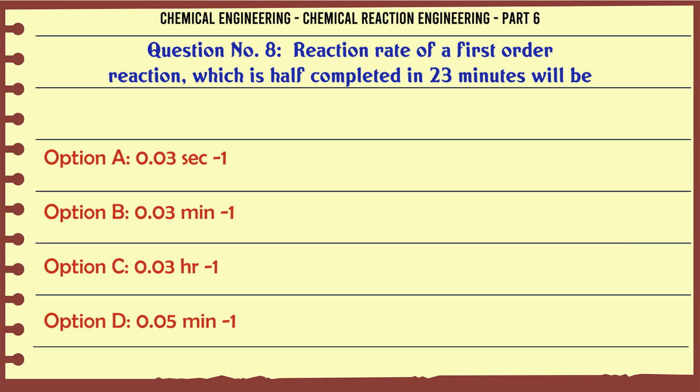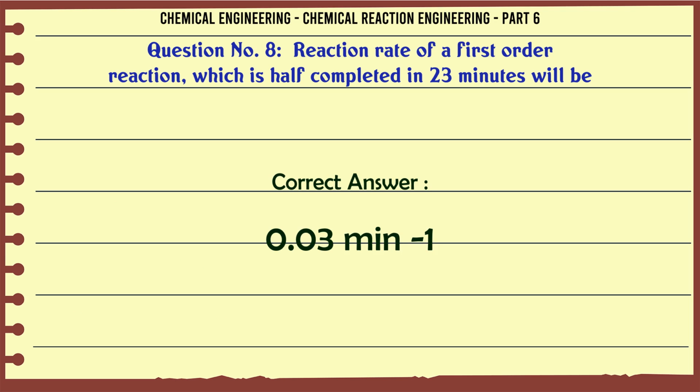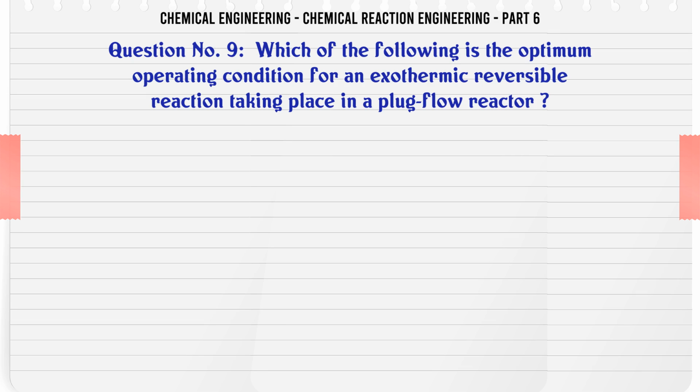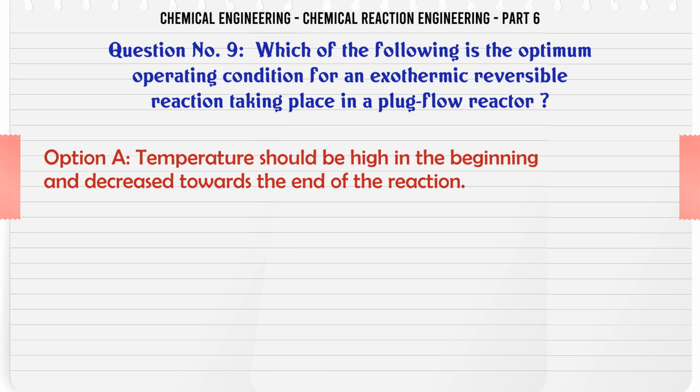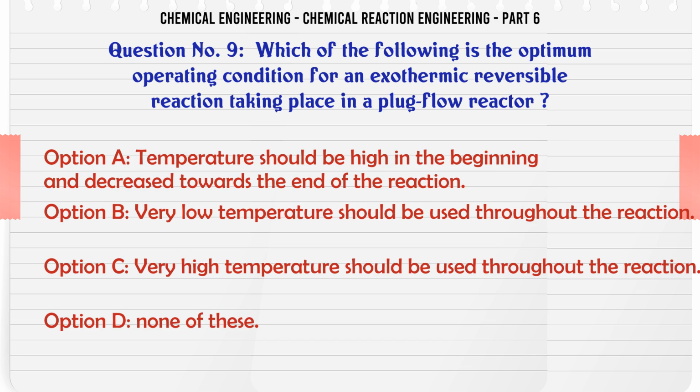The rate constant of a first-order reaction which is half completed in 23 minutes will be A. 0.03 sec^-1. B. 0.03 min^-1. C. 0.03 hr^-1. D. 0.05 min^-1. The correct answer is 0.03 min^-1.